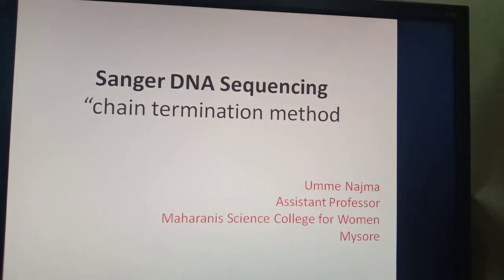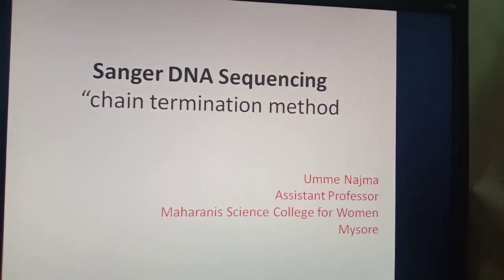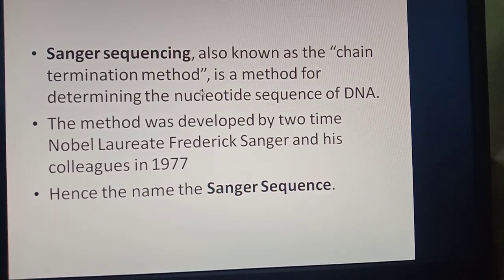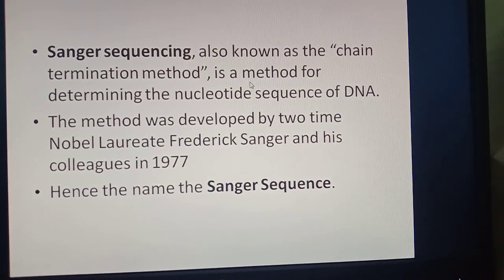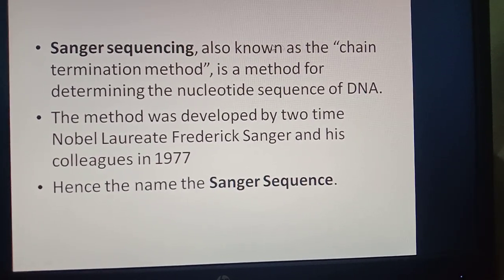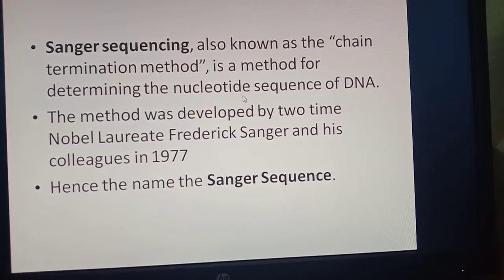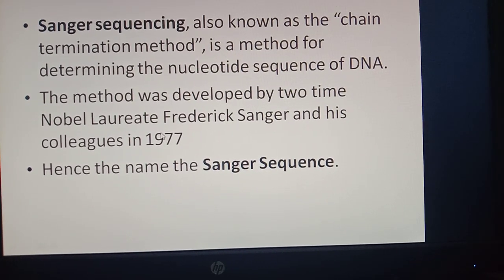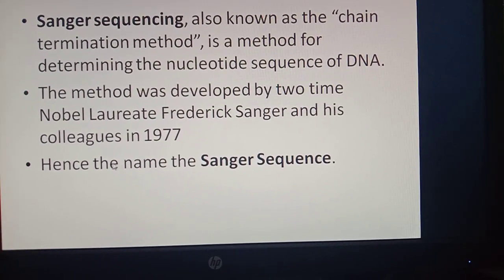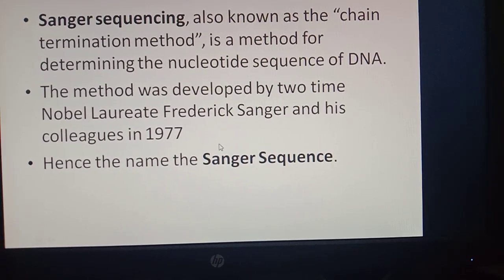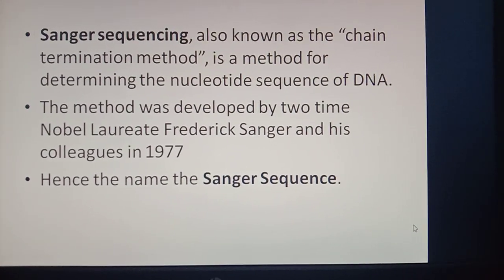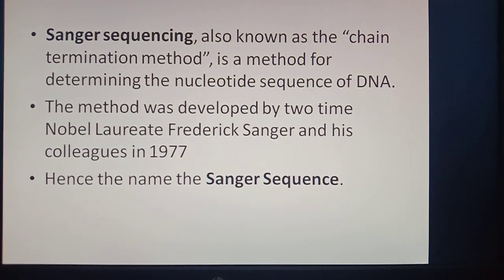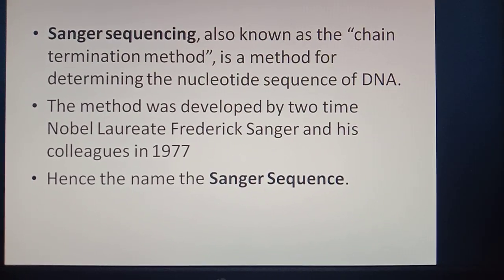The theory behind Sanger's DNA sequencing, or the chain termination method. Sanger's DNA sequencing is also known as the chain termination method, as this method is used for the determination of the DNA sequence. This method was designed by the two-time Nobel laureate Frederick Sanger in 1977. Because this technique was designed by the scientist named Sanger, it is also known as the Sanger sequencing technique.